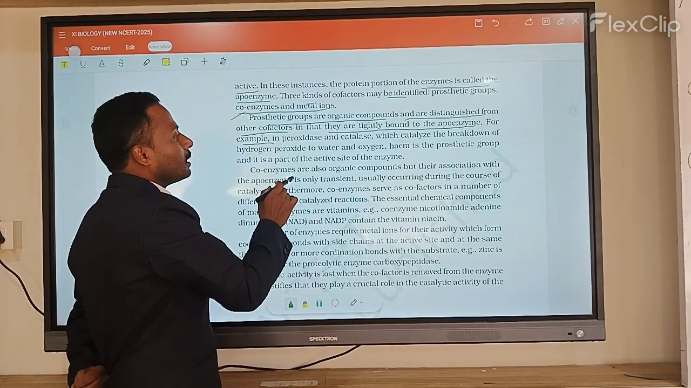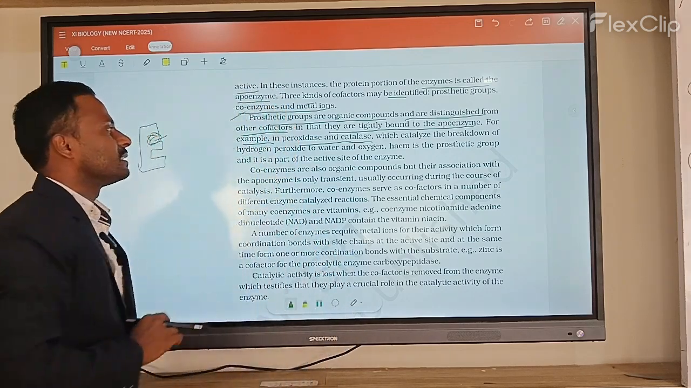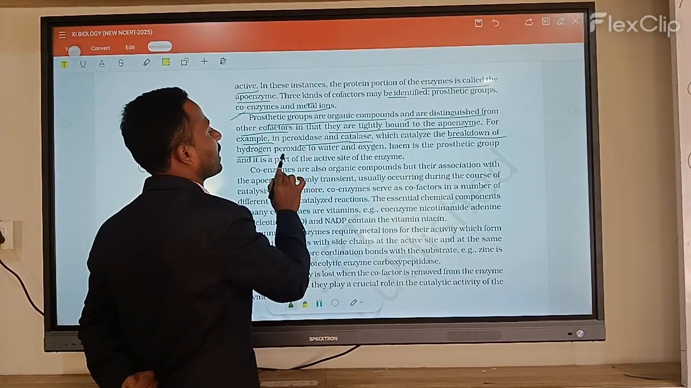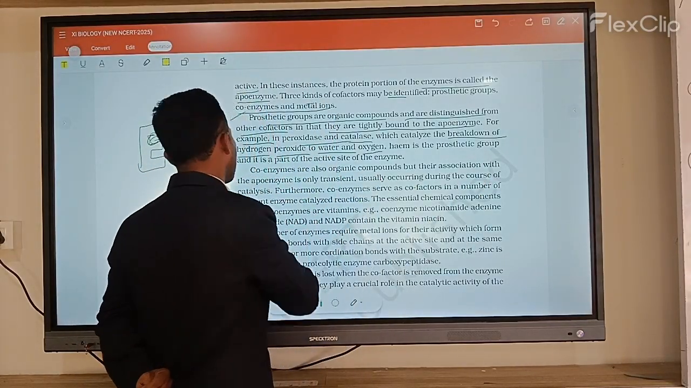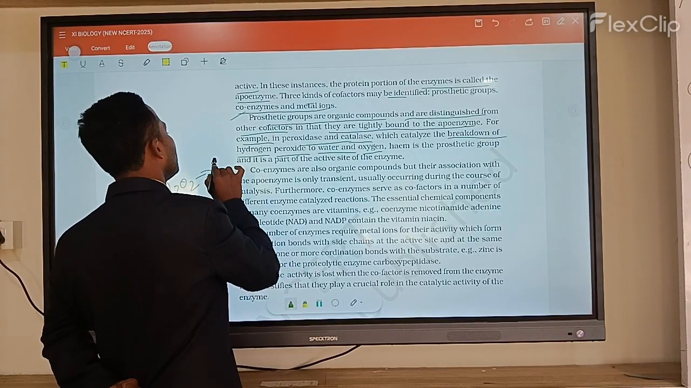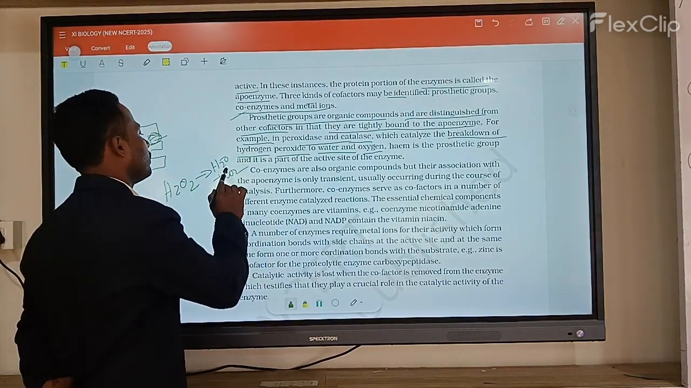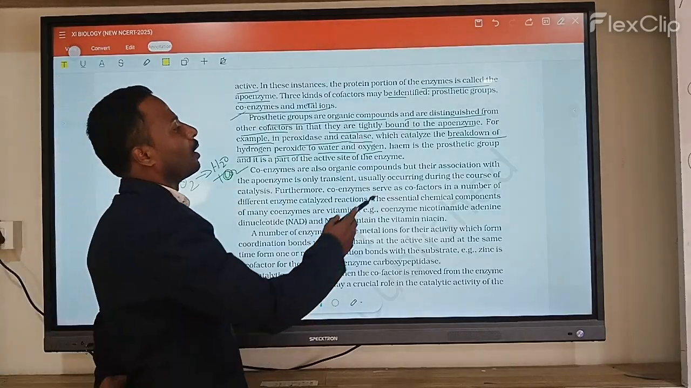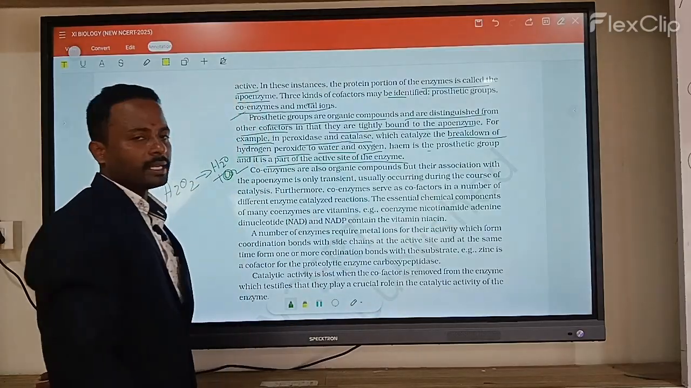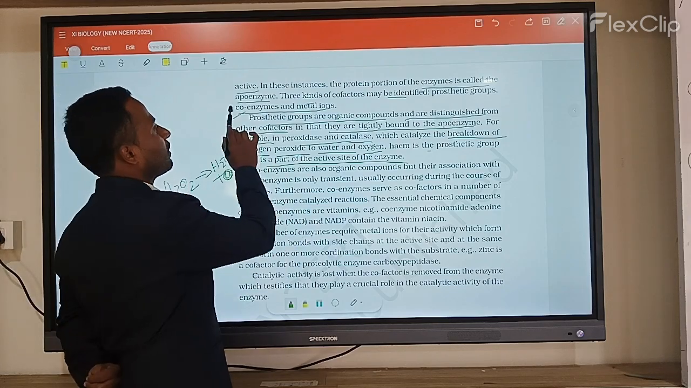For example, peroxidase and catalase. These are two enzymes, where catalase breaks down hydrogen peroxide into water and oxygen. So H2O2 is converted to water molecules, and oxygen is released. Now the heme is a prosthetic group and part of the active site of the enzyme. The heme group is also a good example of a prosthetic group.